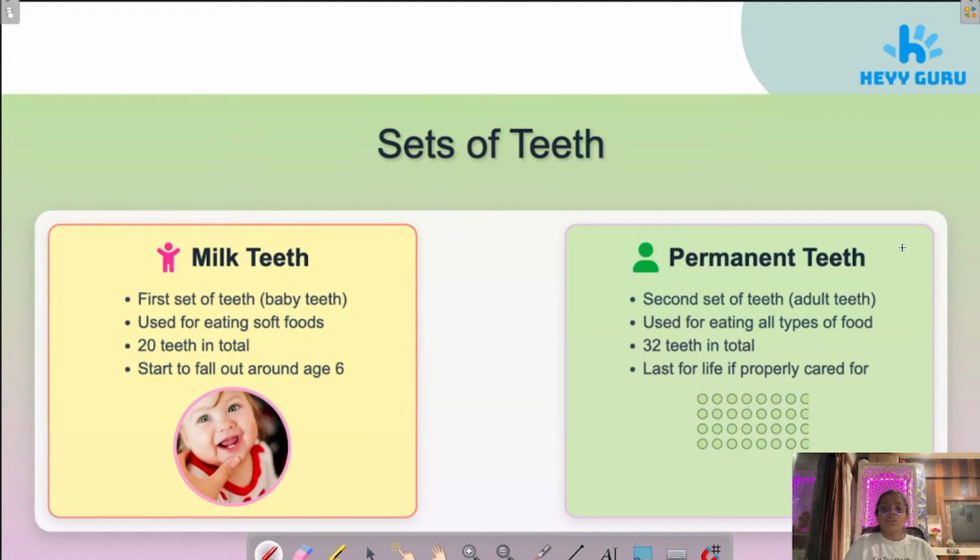Now there are two types of teeth, or you can say in your lifetime there are two sets of teeth. First, when you are born and you are a baby, you have milk teeth. That is 20 teeth in total.